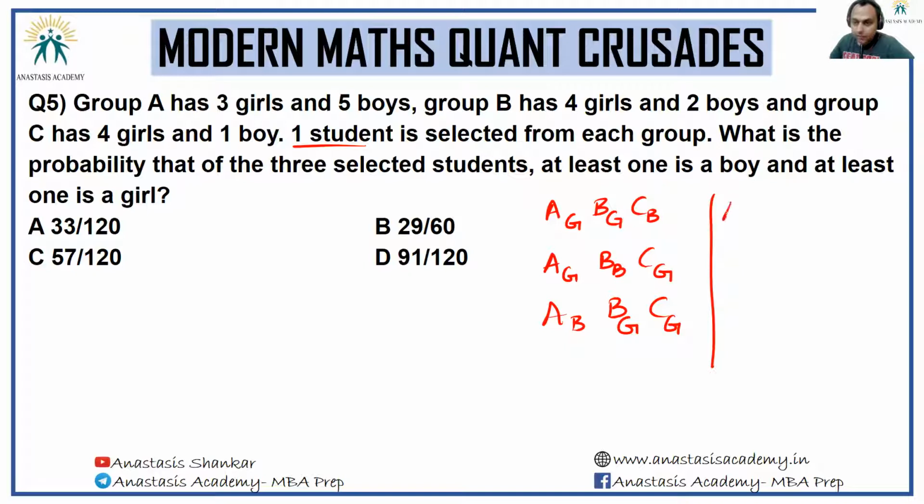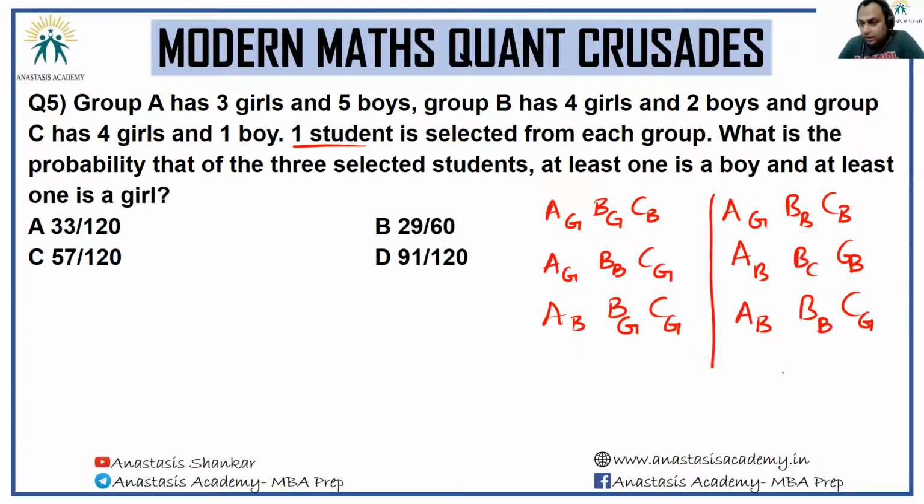The other case would be A girl, B boy, C boy, A boy, B girl, C boy, and finally A boy, B boy, C girl. Okay, now once you have done this, let us get into the solving. Can you see A girl is common in both these cases? So A girl, I can solve this very quickly.